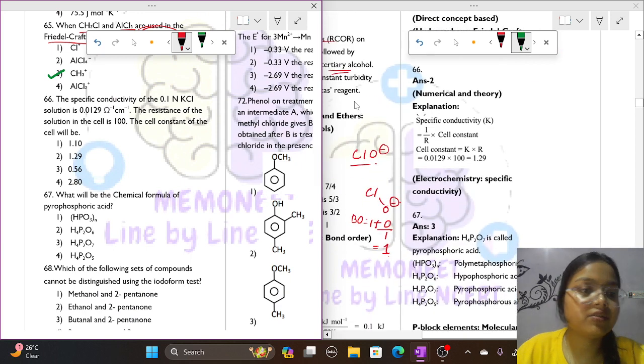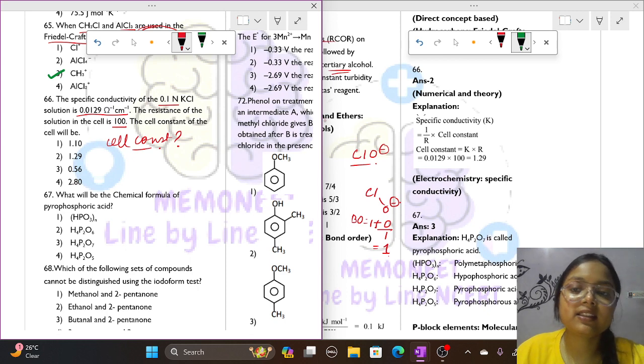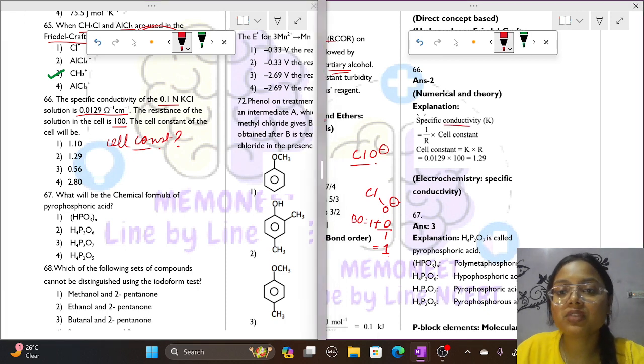For the next question, question number 66, the specific conductivity of the 0.1 normal KCl solution is 0.0129 ohm inverse centimeter inverse. The resistance of the solution in the cell is 100. We are asked the cell constant. So let's put this in the equation. We know the specific conductivity kappa, what is kappa? Kappa is 1 by R into cell constant.